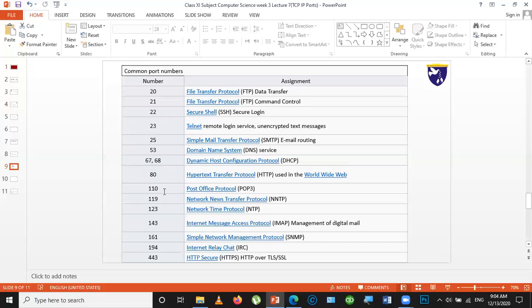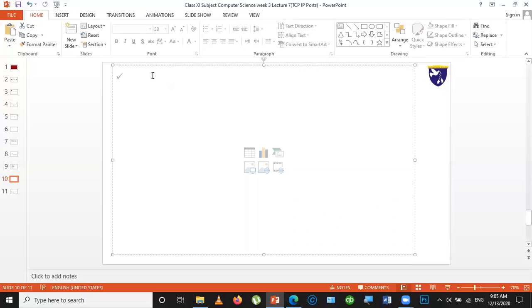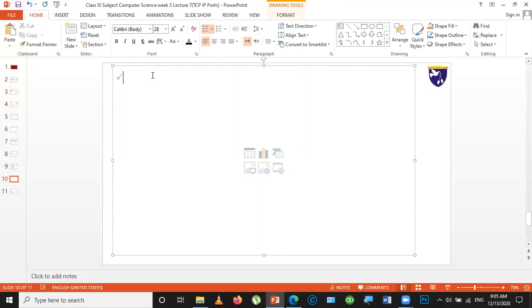110 is post office protocol. 119 is network news transfer protocol. 123 is network time protocol. 143 is internet message access protocol. 161 is simple network management protocol. 194 is internet relay chat, and 443 is HTTP services over network. So these are the ports which are used by the internet.